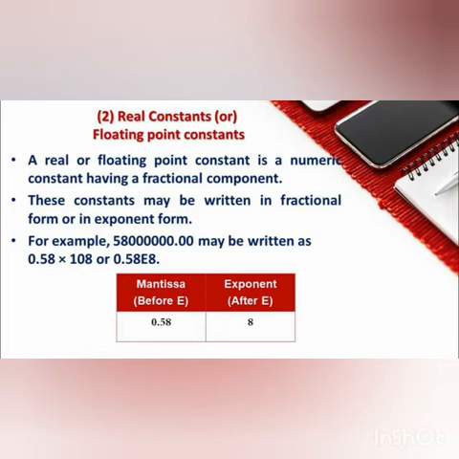The fractional form of a real constant is a signed or unsigned sequence of digits including a decimal point between the digits. It must have at least one digit before and after the decimal point. So, to write the values in fractional form, we have to use a decimal point between the digits. For example, 4.56. So, this is a fraction. Here 4 is the integral part and 0.56 is the fractional part.